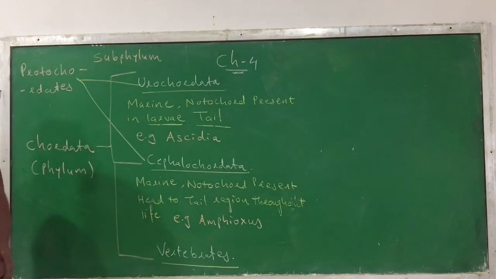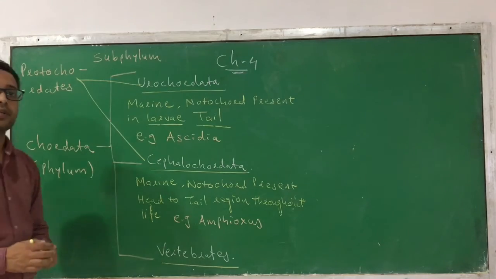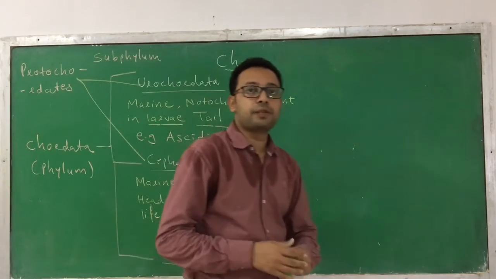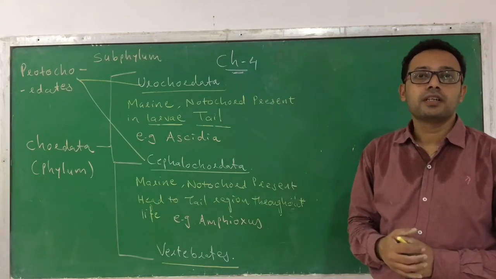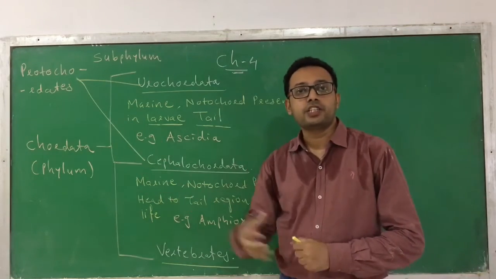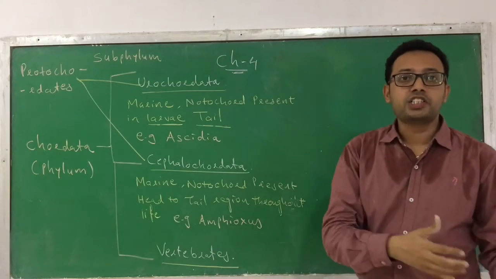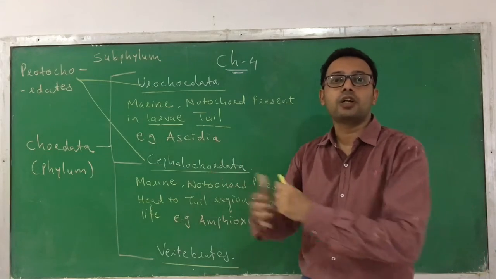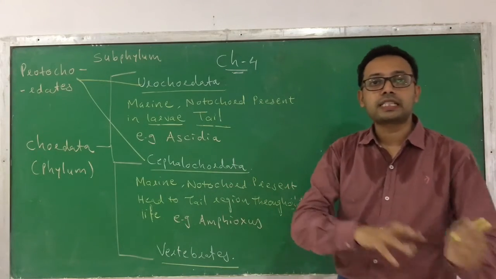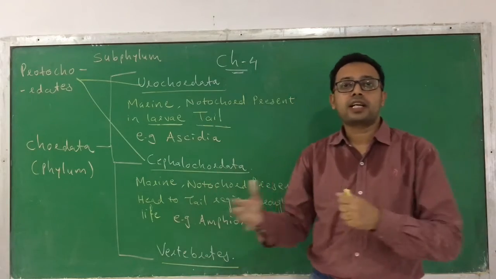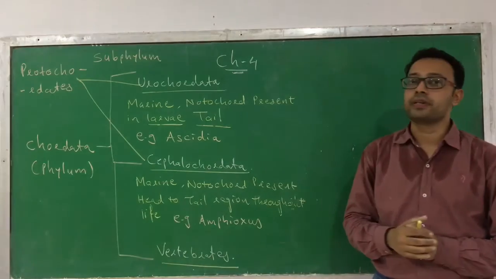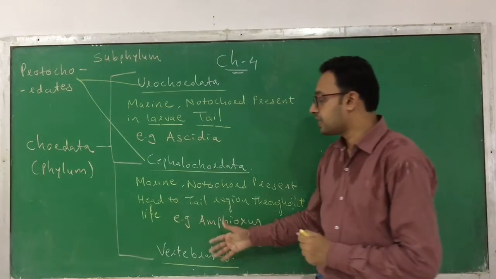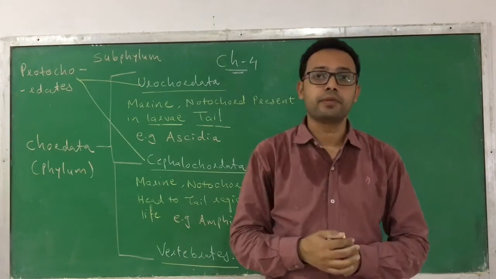The last subphylum of this Chordata is the vertebrate. What is a vertebrate? In a vertebrate, the notochord is present, but that notochord is converted into a cartilaginous or bony vertebral column. That's why we are calling them vertebrates. So this is the characteristic of a vertebrate.